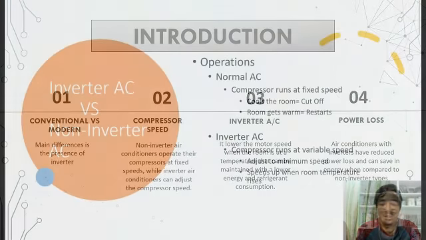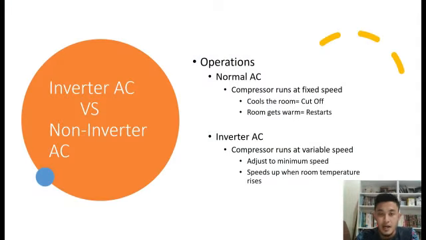Next, I will discuss the technology operations of the normal air conditioner and the inverter air conditioner. For the normal air conditioner, the compressor runs at fixed speed, and once it cools the room, the compressor cuts off. Once the room gets warm again, the compressor will restart itself. Oppositely, for the inverter air conditioner, its compressor runs at variable speed, so once it cools the room, it will be adjusted to its minimum speed without being turned off, and it will automatically speed up once the room temperature rises.